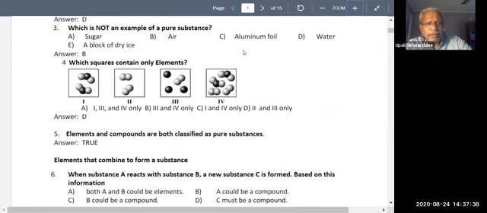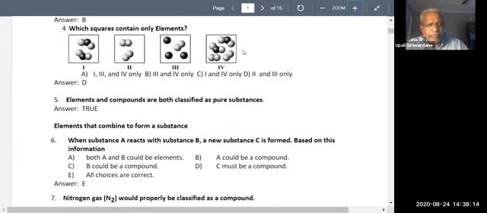Which is not an example of a pure substance? Sugar, air, aluminum foil, water, block of dry ice. Dry ice is carbon dioxide, a pure substance. Sugar is a pure substance. Air is a mixture of nitrogen and oxygen. That's why your answer is B. Aluminum foil is made up of aluminum atoms, therefore it is a pure substance, an element. Water is a compound.